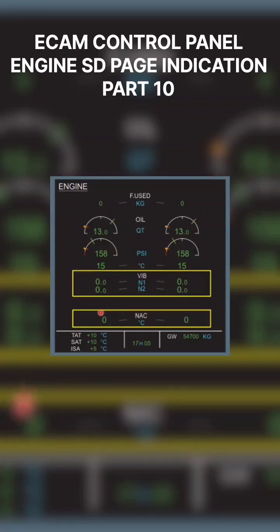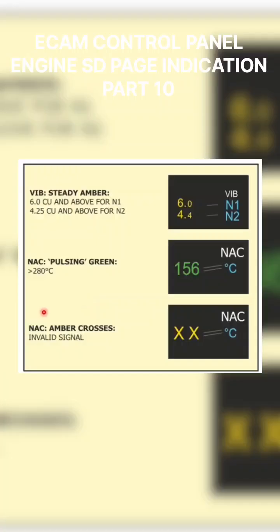Even the nacelle temperature indication is replaced by the starter valve. So in the next image, the same display will be replaced with the starter valve whenever the starting sequence is performed. So here also, if you see pulsing green, the temperature has exceeded the nacelle temperature advisory display limit of more than 280 degrees, you will get pulsing green, and it will be invalid data if there is a cross.